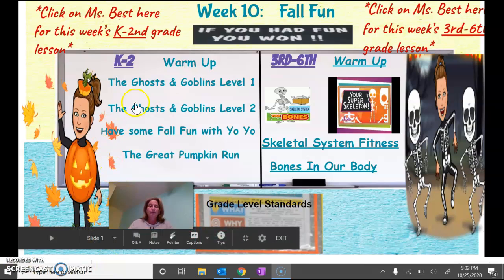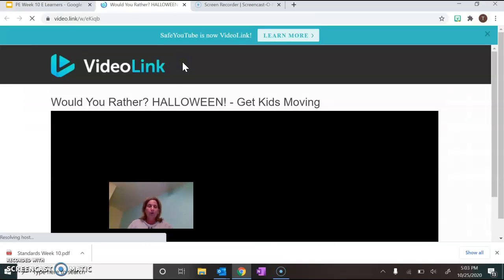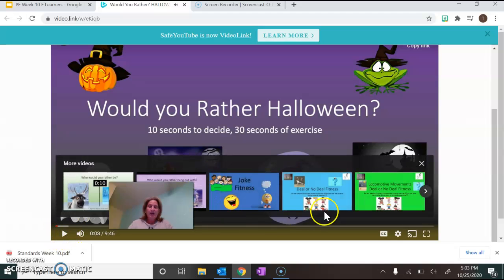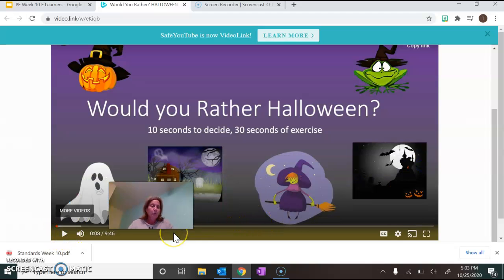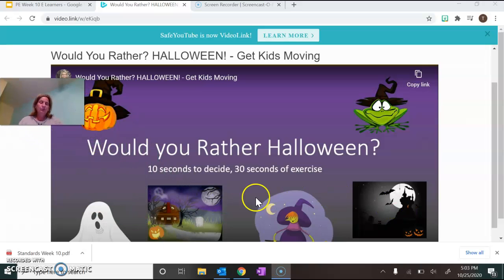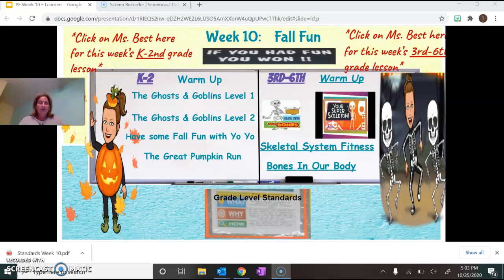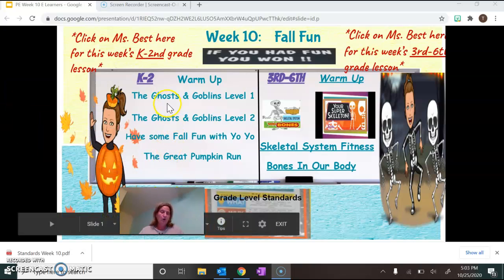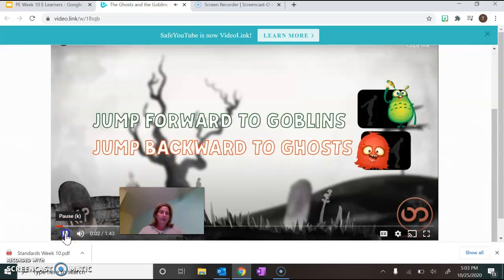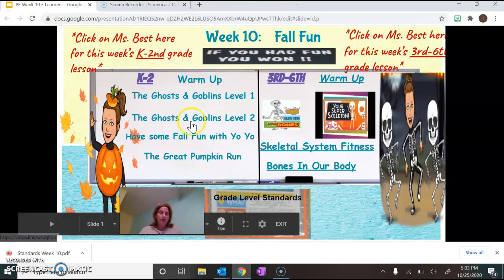For you, you've got a couple different things this week that are related to Halloween. First is your warm up, a Would You Rather Halloween activity. We have done Would You Rathers before in other assignments, but this one is about Halloween. Then you've got a game called Ghosts and Goblins. There are 2 levels, so do level 1, and then go back and do level 2.